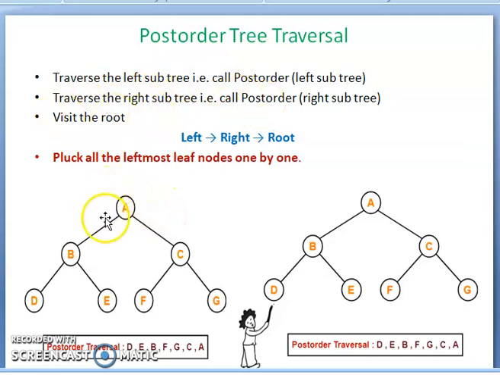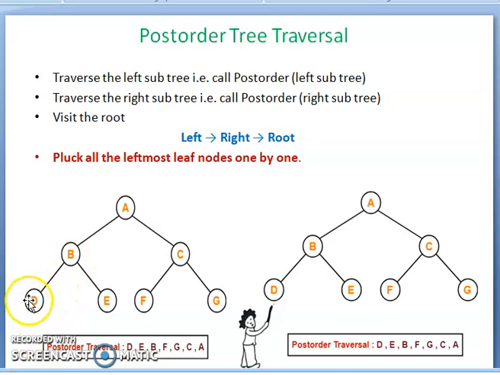So in order to identify the post order for the entire tree, you traverse the left. Once the left is over, then move to the right. Once the right is over, then only you visit A, right? So this is left, right and root. First keep going left, and once left is over and right is over, then visit D.